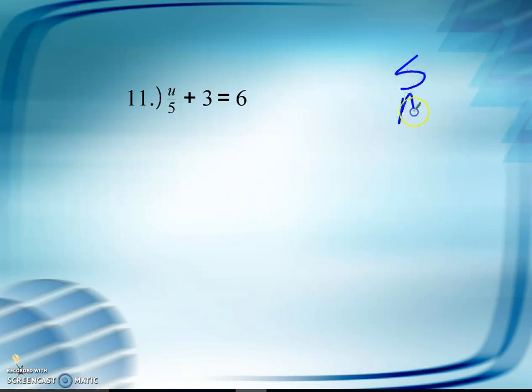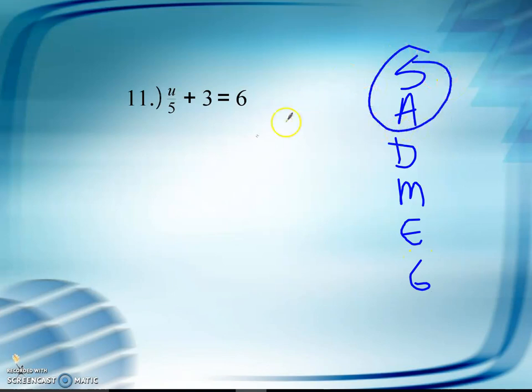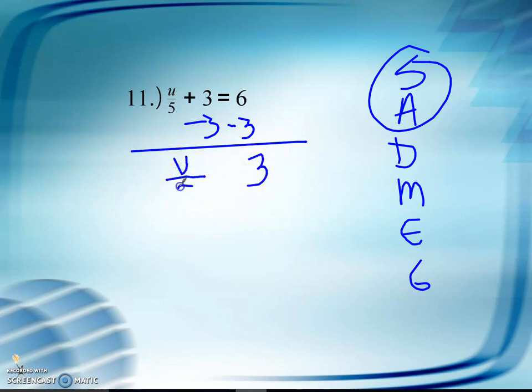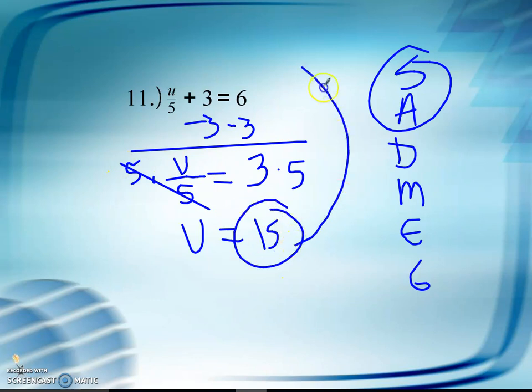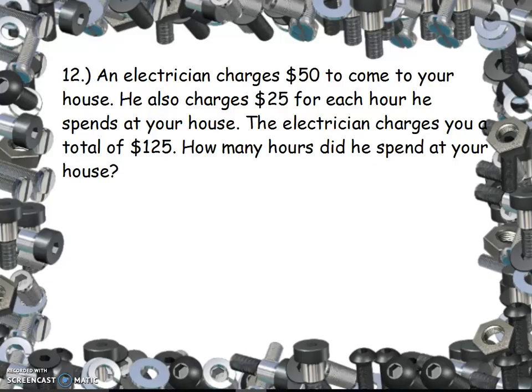Okay, number 11, we have SADMEG. So we're going to do the opposite of addition and subtraction. So we're going to minus 3. The u and the 5 are dividing. The opposite or inverse of division is multiplication. So we're going to say 3 times 5 is 15. You can go back and check your work. 15 divided by 5 is 3. 3 plus 3 is 6.